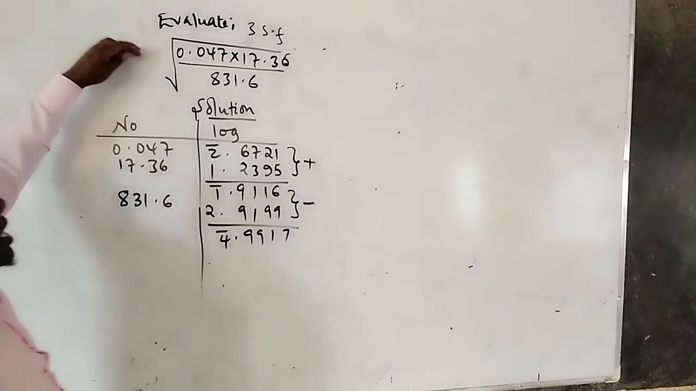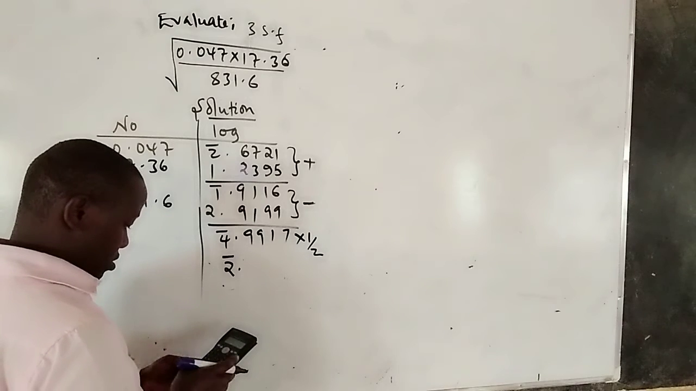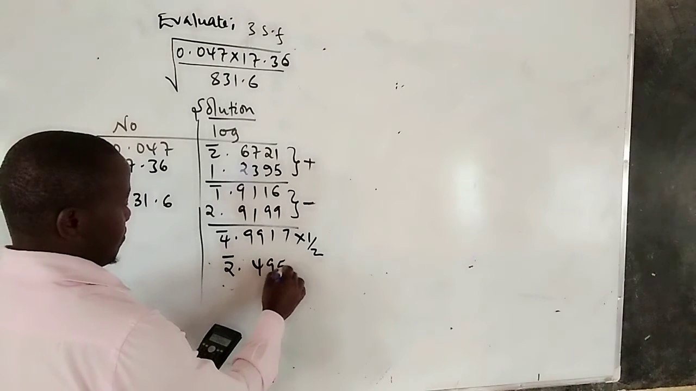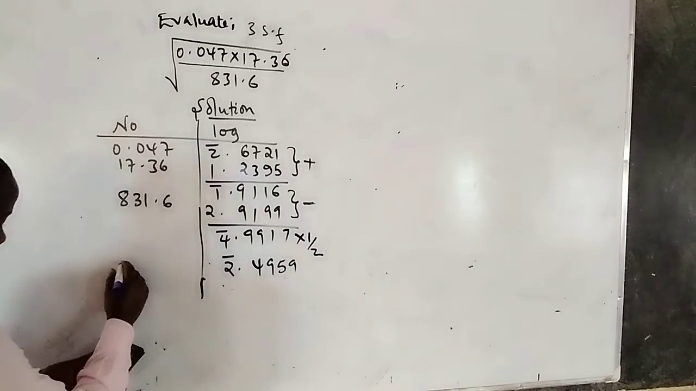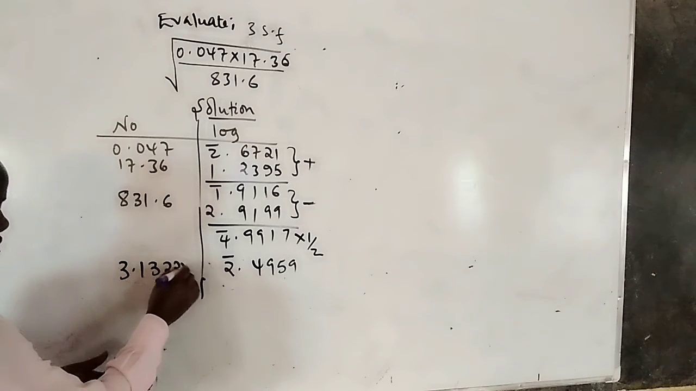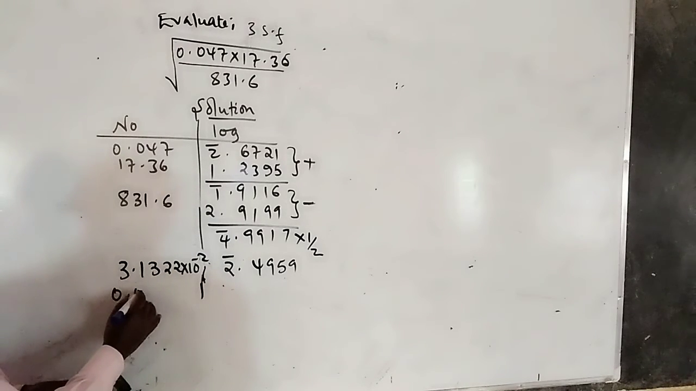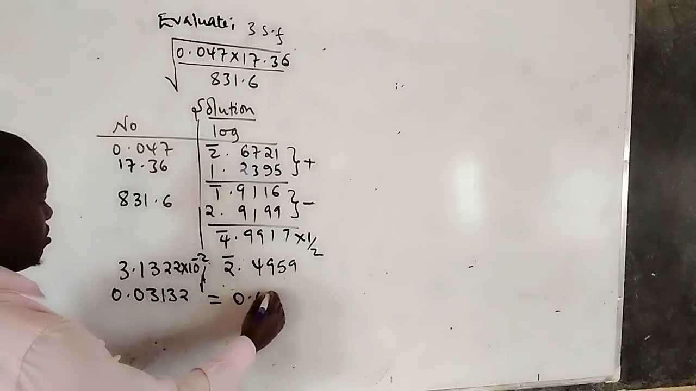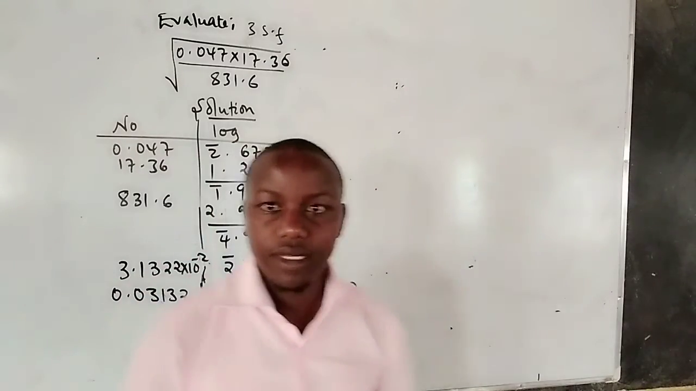Therefore, we are taking the square root of everything, so we divide by 2. Divide everything by 2. You get bar 2.9917 over 2, we get bar 2.4959. Therefore, the answer will be the antilog of this. It will be 3.132 times 10 to the power negative 2, because of this bar 2. So with that, you can have 0.0313, to 3 significant figures. So that is it.